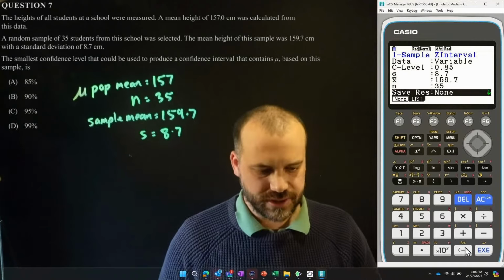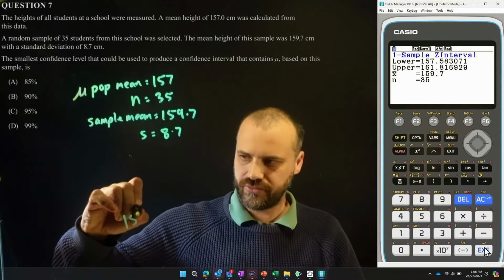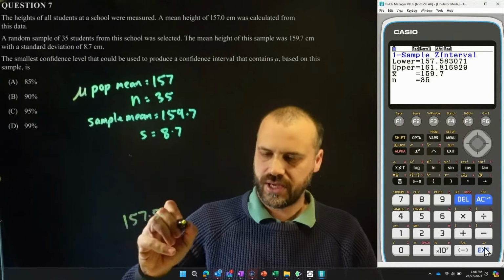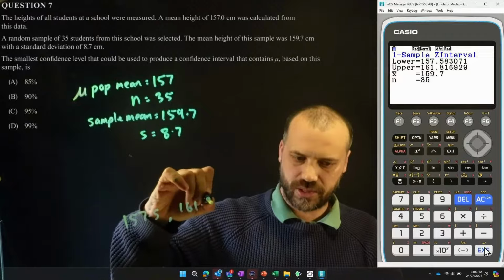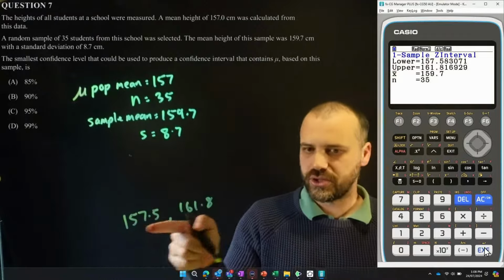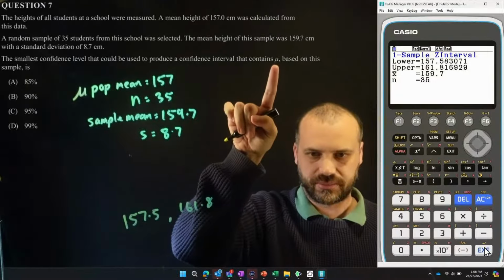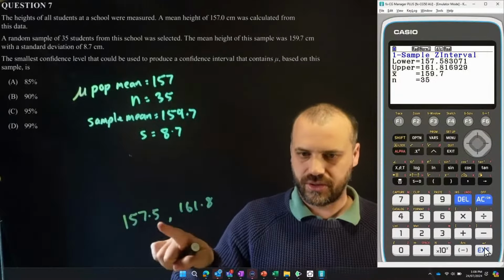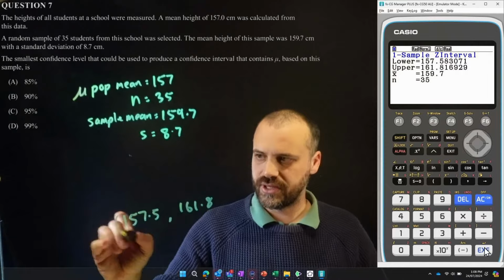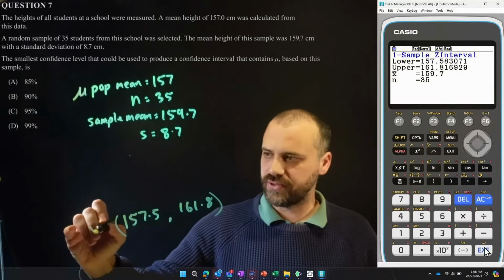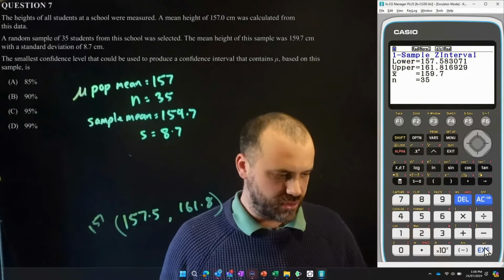All right, let's execute. All right, so what do we get? We get 157.5 as the lower bound of our confidence interval and 161.8. So does this confidence interval contain the population mean? Does it contain this? No, it doesn't. 157.5 is larger than 157. So if this was on a number line, 157 would be sitting outside of it. So A is not our answer.